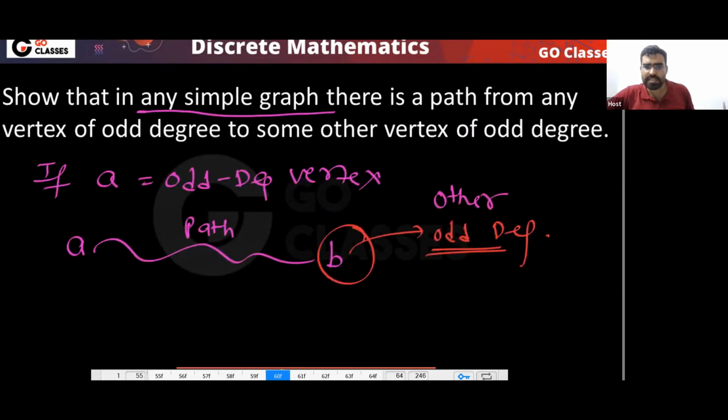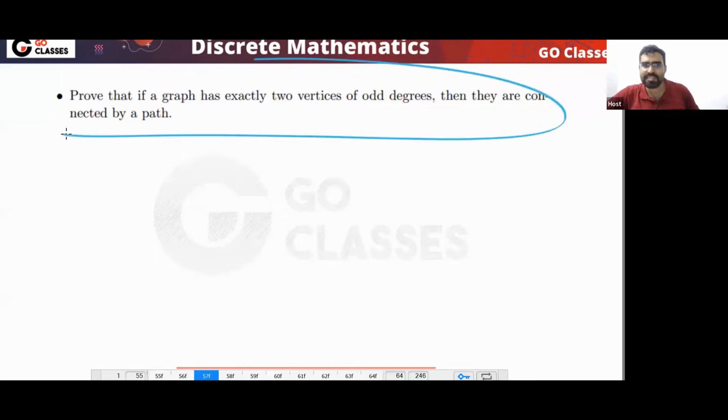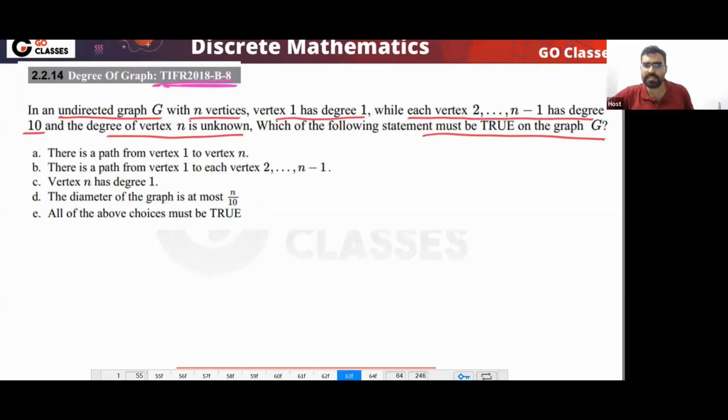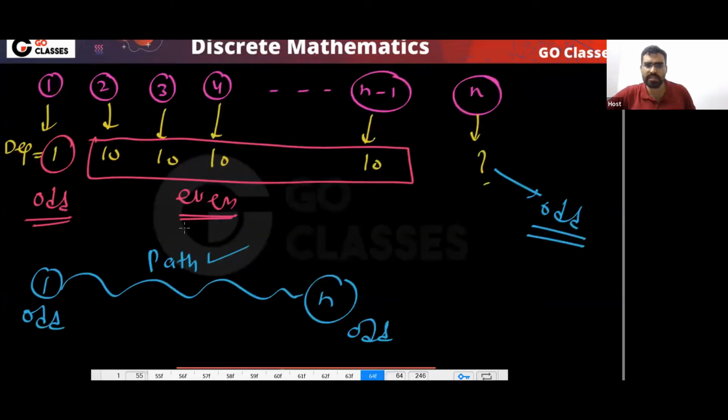If you notice, this same question they can ask you in three different ways. They can ask like this, or like this, or like this. And this is your TIFR 2018 question. So finally, you can notice that this is an odd degree vertex, all others are even degree vertices. Remember, it cannot be even, because in a graph you should have an even number of odd degree vertices. So this vertex n definitely should have odd degree.